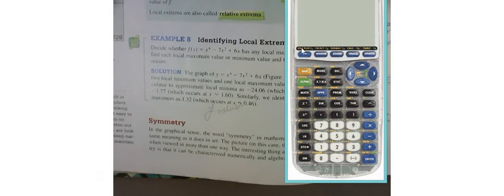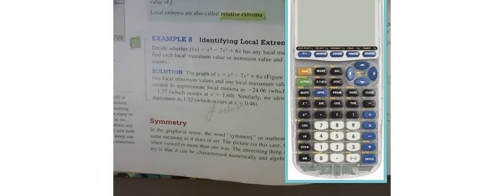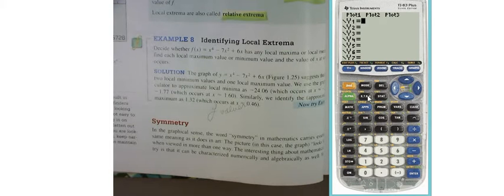Only thing I'm going to do is plug in the function. So I'm going to say x raised to the fourth minus 7x squared plus 6x. Alright, so now when I graph it, now I'm going to zoom out a little bit.